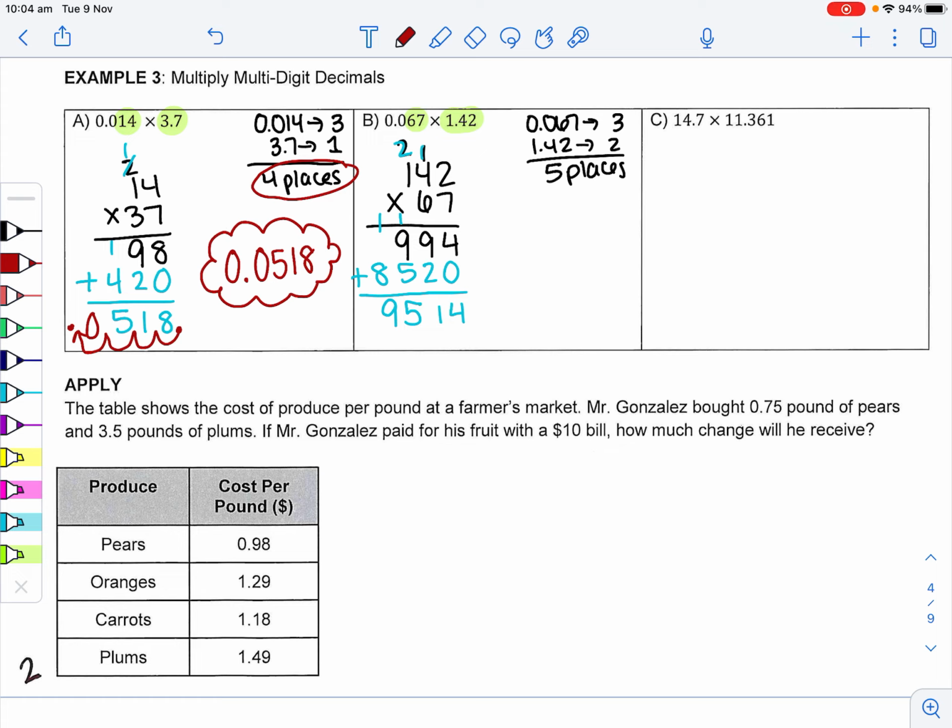And now I'm going to put my 5 decimal places back in. So here's my decimal, 1, 2, 3, 4, 5. And I'm going to add that 0 again in this case. So my answer is going to be 0.09514.